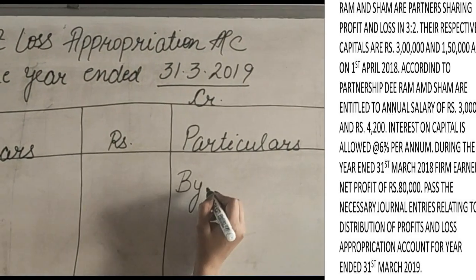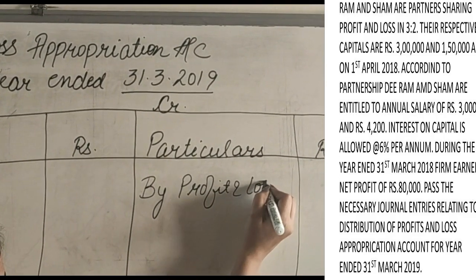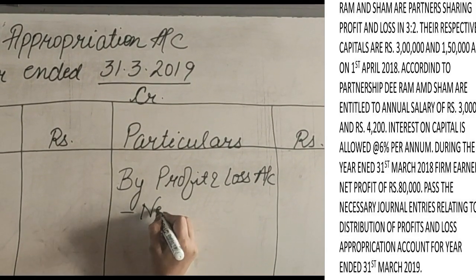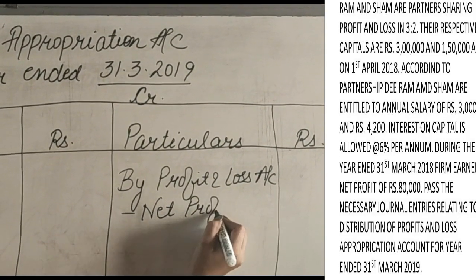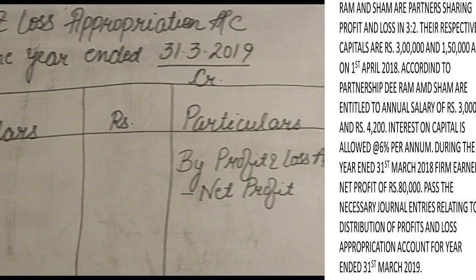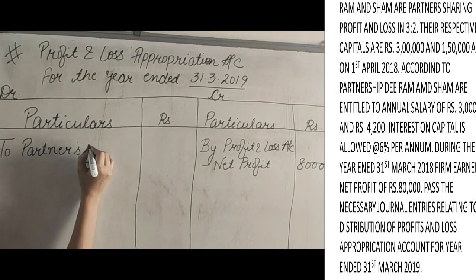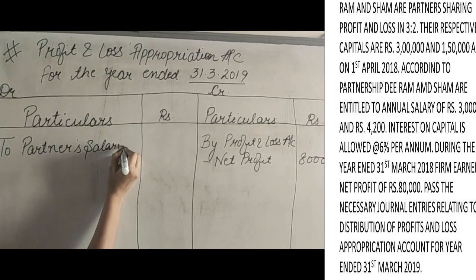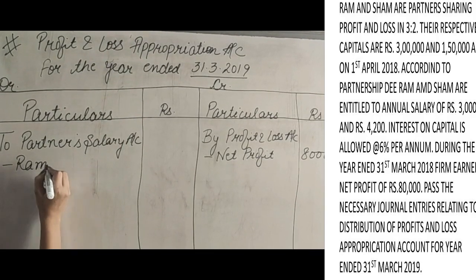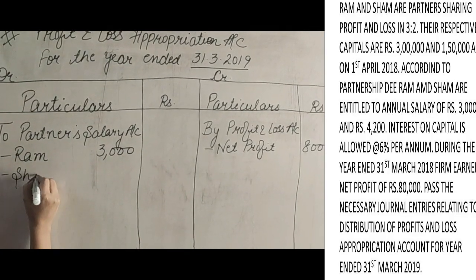Now students, start the solution. First item, net profit is transferred to the profit and loss appropriation account on the credit side. You can see that I am using the head By Profit and Loss Account. Under this head I am transferring the net profit of rupees 80,000. Actually, net profit of the company is transferred to the partners' accounts according to their profit sharing ratio, but after deduction of some items like salary, commission, bonus, interest on capital and so on.